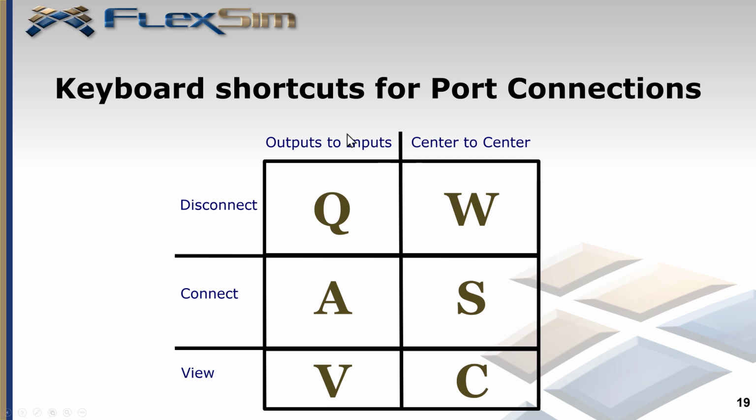So if you're making an output to input port connection, it's the A, like we talked about. To connect, it's Q for disconnecting. Or if you just want to view them, use the V key.